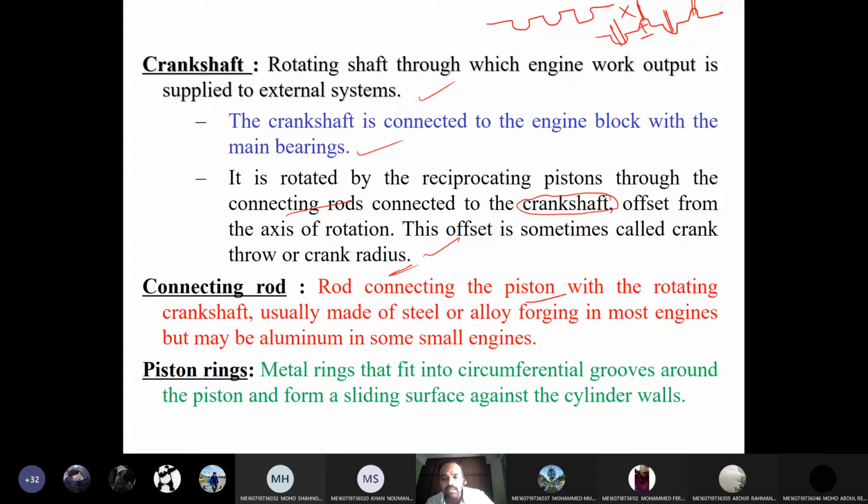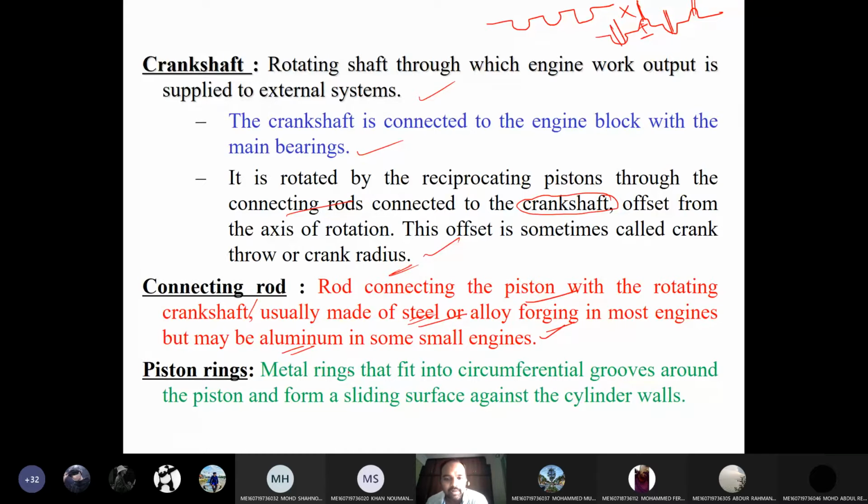The rod connecting the piston with the rotating crankshaft, and this connecting rod is made up of steel or alloy forging in most of the engines, but maybe aluminum in some small engines. Because if you use aluminum, what will happen due to the stresses? Because the stresses are fluctuating stresses. Sometimes when the piston is moving in the upward direction, it is subjected to compressive stresses, and again it will be subjected to tensile stresses. It is subjected to tensile as well as compressive stresses. If you use aluminum, it cannot withstand those stresses. Therefore, we will go for steel most of the times.